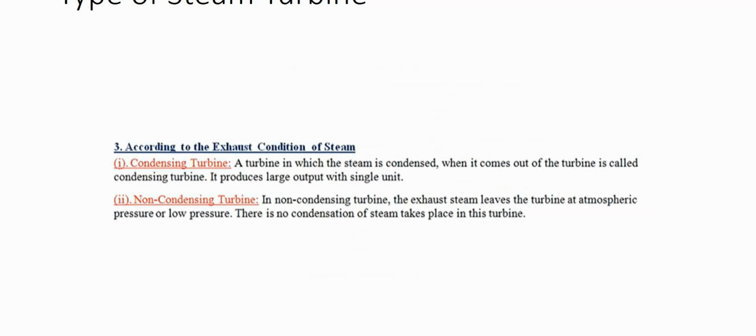And the third way to categorize the turbines is according to the exhaust condition of the steam. The first one is the condensing turbine, and the second one is the non-condensing turbine. You can read, for example, a condensing turbine is a turbine in which the steam is condensed when it comes out of the turbine. It produces large output with a single unit. And in a non-condensing turbine, you can see the exhaust steam leaves the turbine at atmospheric pressure or low pressure. There is no condensation of steam, no condensing process, and the exhaust of the steam will be at atmospheric pressure.